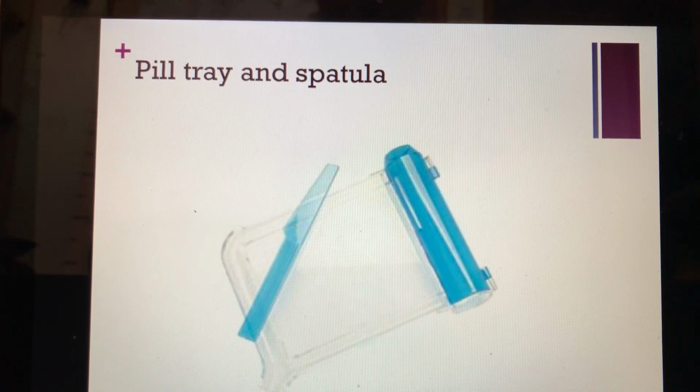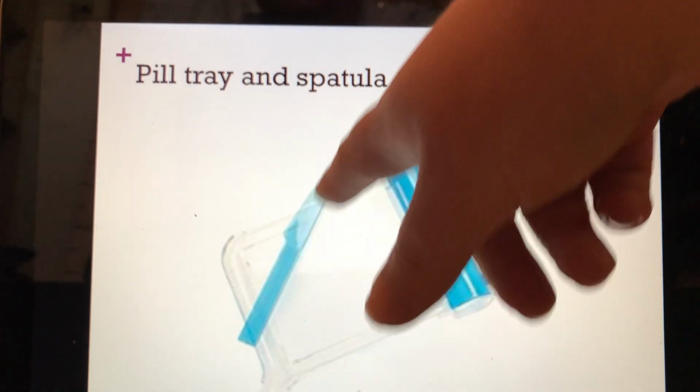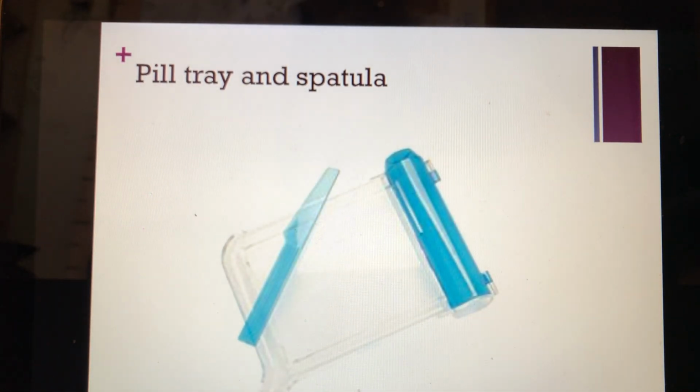So our next item we have is a pill tray and spatula. So I'll also just call these counting trays. So these are nice and handy because as you can see, they have a flat area here for you to dispense with, and it has a nice little spatula for you to count pills with.